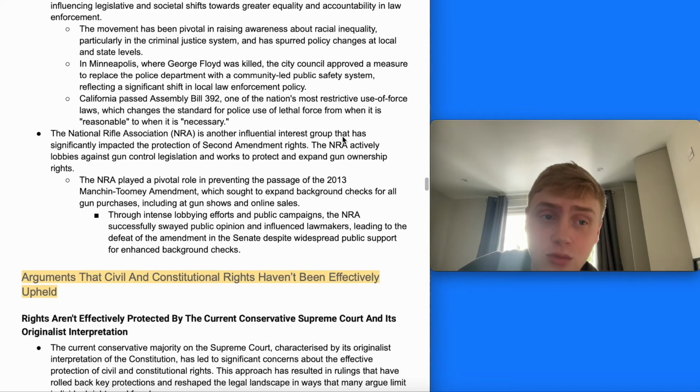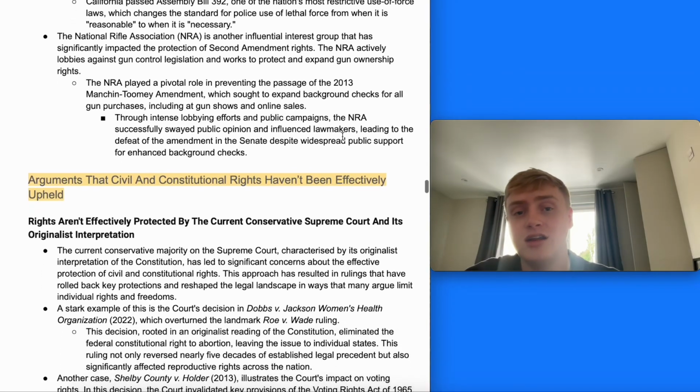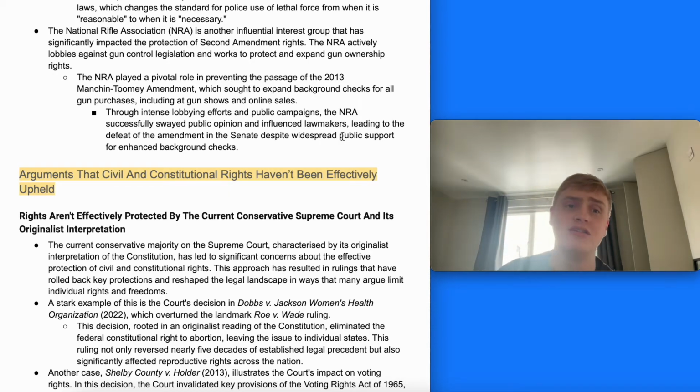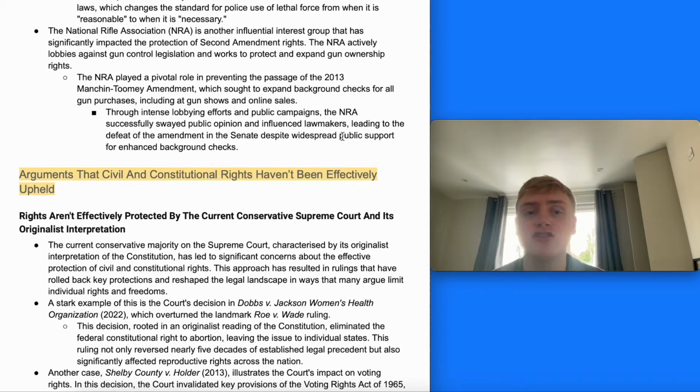The National Rifle Association can also be seen as an interest group that has significantly protected Second Amendment rights. The NRA actively lobbies against gun control legislation and works to protect and expand gun ownership. And it played a really key role in preventing the passage of the 2013 Manchin-Toomey Amendment through significant lobbying. And this amendment sought to expand background checks for all gun purchases, including at gun shows and online sales.